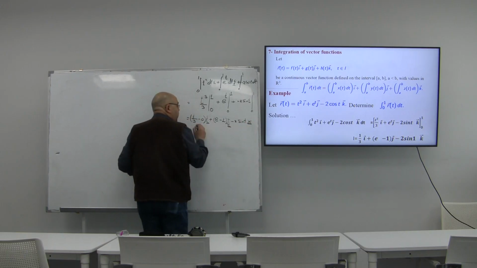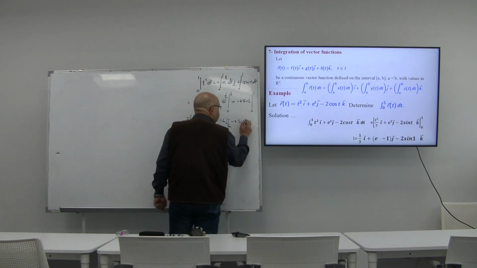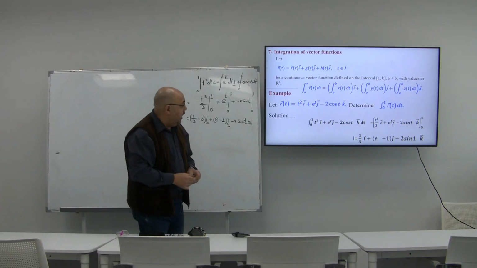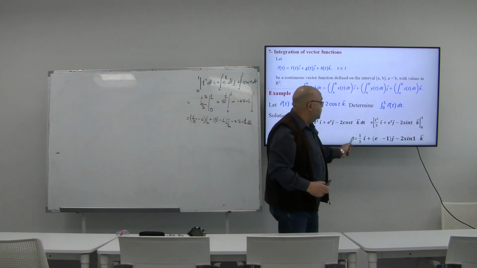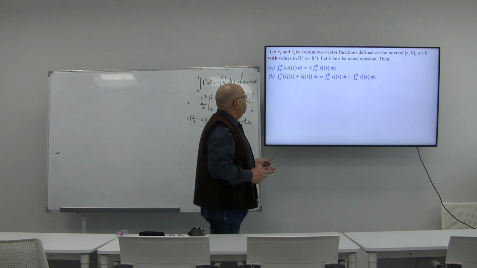So these are the directions i, j, k, and these are the values, negative 2 sine 1, I'm sorry, because sine 0 is going to be 0. And this will leave you with this result. So that's about the integration of a vector function.